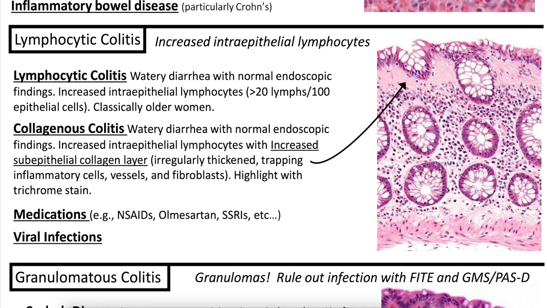Collagenous colitis, think about that I-35 highway in the subepithelial collagen layer. It's not a single road, it's a highway. And you'll have not only increased subepithelial collagen layer, but it'll trap inflammatory cells, vessels, and fibroblasts. And I believe that's your key, because sometimes you can get a tangential cut that looks like thickened subepithelial collagen, but you really want to see that entrapped inflammatory cells and vessels. Medications, including NSAIDs, olmesartan, SSRIs, and viral infections.